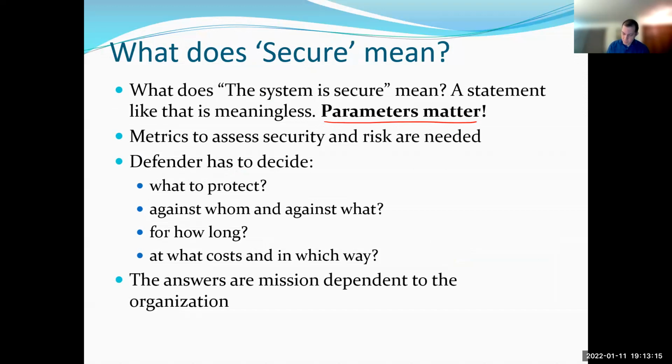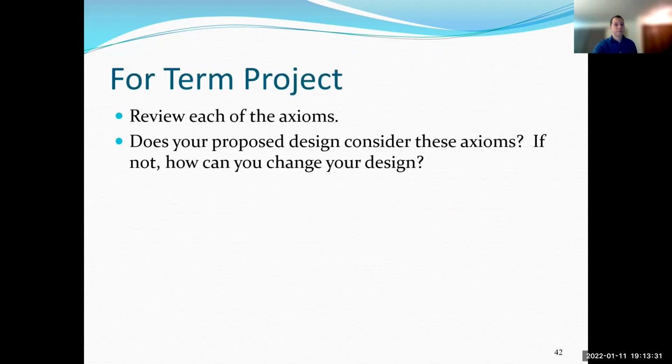But basically you have to decide what to protect against whom. Remember again the risk and control matrix that we talked about from 350. And these are mission dependent and depend on the organization that you have. So you don't just think about the axioms, etc. All right, that's great. Hopefully that's a good motivation for what the class is about.